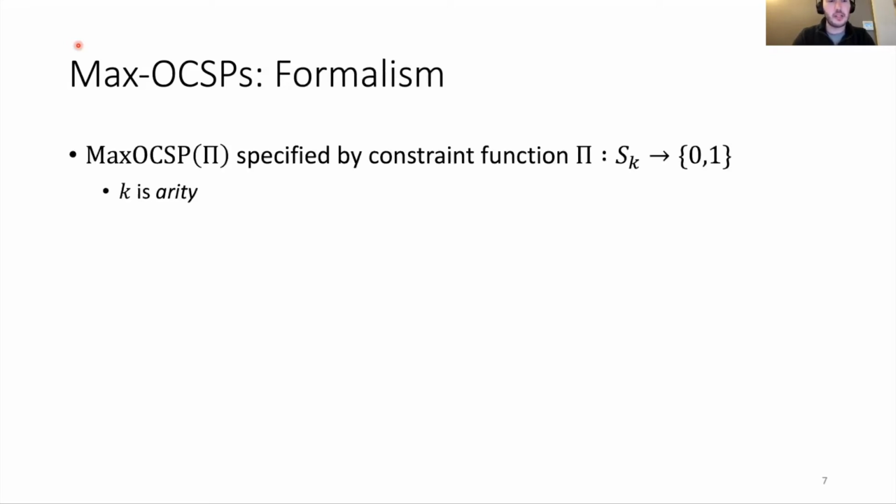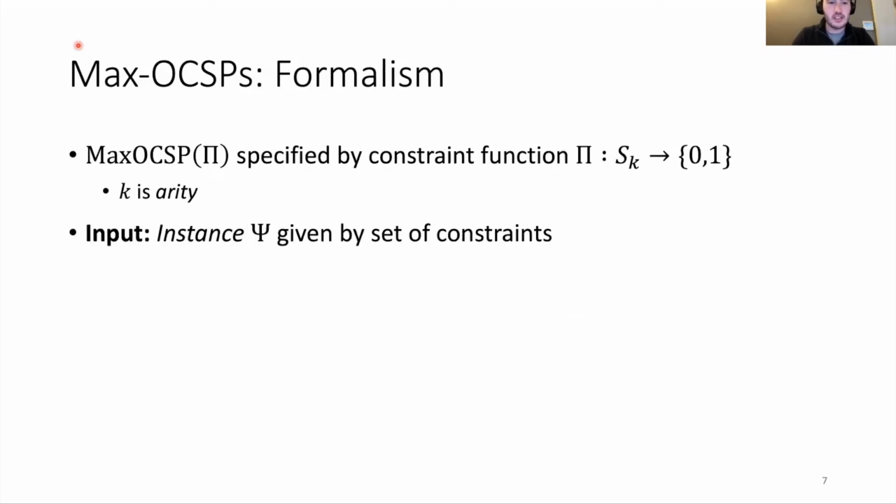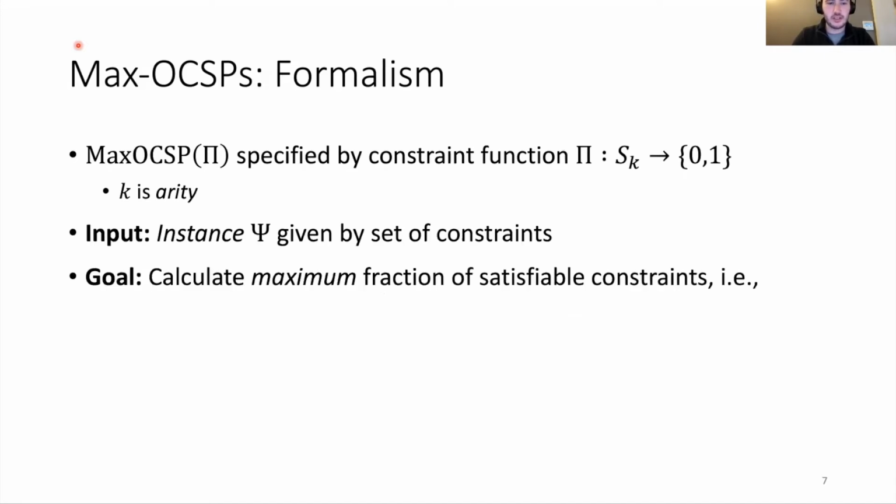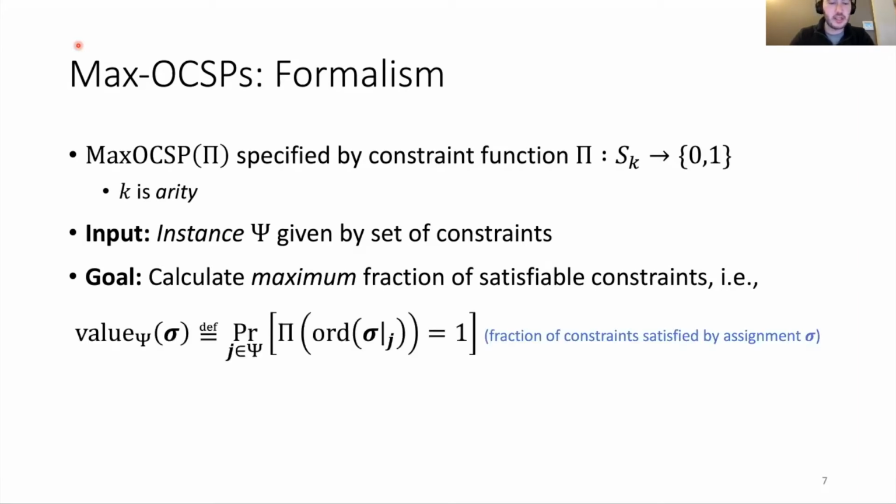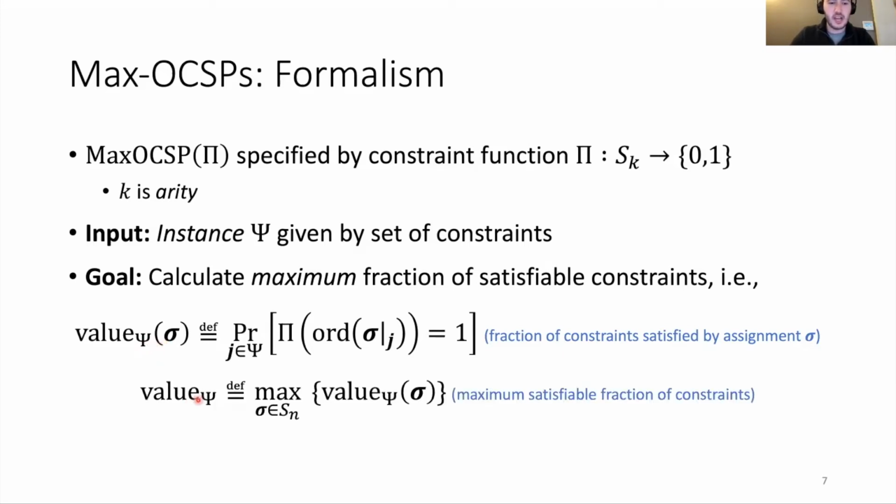Okay, so formally, we think of max OCSP as being parameterized by a constraint function pi. And an instance will simply be a set or list of constraints. And the goal is to calculate the maximum fraction of constraints which can be satisfied by any ordering. So we can define the value of an ordering sigma on the instance psi, and then we can define the value of psi simply as the maximum value over every possible ordering sigma for that instance psi.